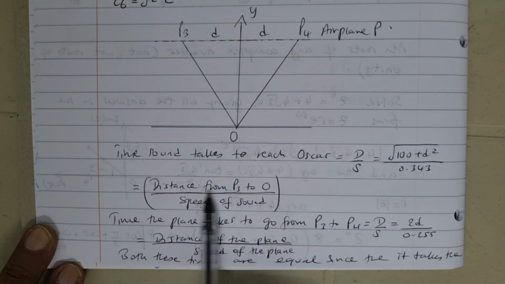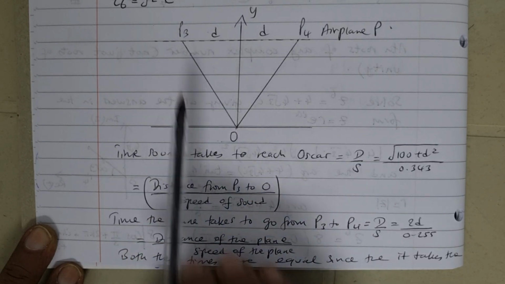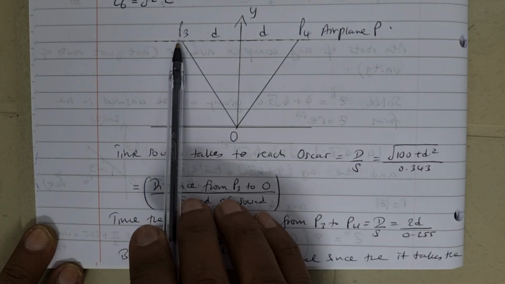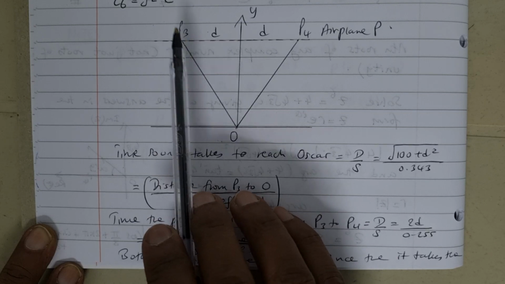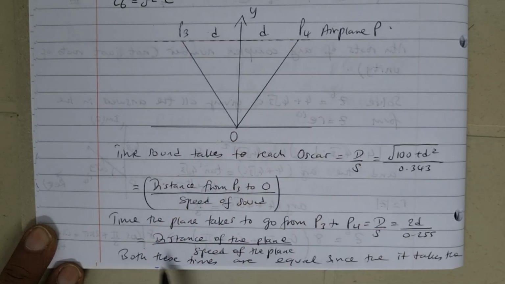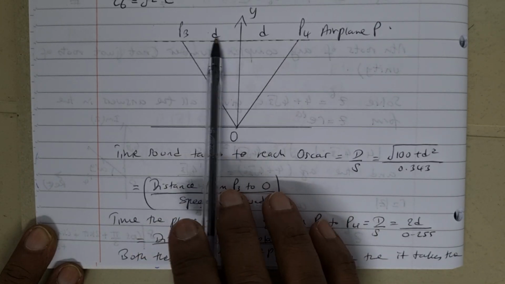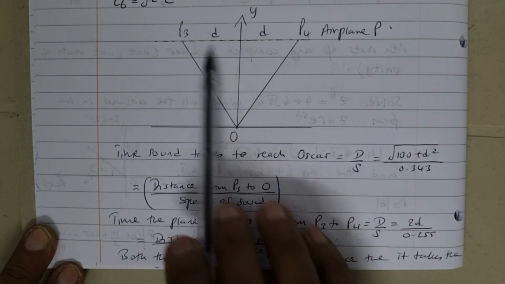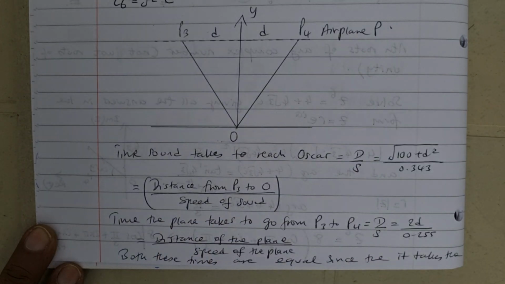So the distance from P3 to O divided by the speed of sound is the time that it takes for the sound to reach Oscar from P3, and it's the same time that it takes for the plane to fly from P3 to P4. So the time the plane takes to go from P3 to P4 is distance over speed again. Here we're talking about the distance of the plane, which is d plus d, that is 2d, divided by the speed of the plane, which is 0.255.